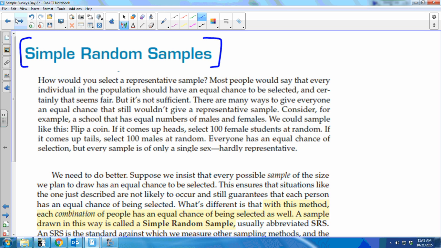So a simple random sample is that. It is simple. There is no extra step to it. You just select a random group of people. Random 50, random 25, random 30, whatever you're doing, okay? I'm going to use the same example for all 4 types today.